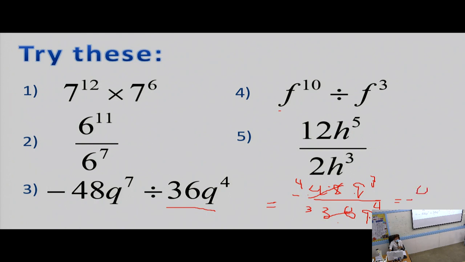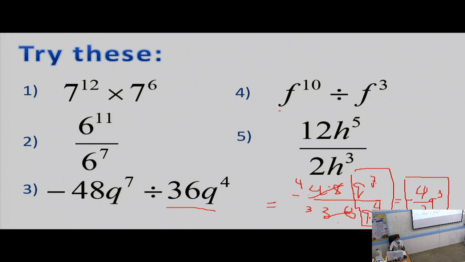And q to the power of 7 divided by q to the power of 4, that is q to the power of 7 minus 4, that is 3. And so this will be your answer: negative 4 over 3q to the power of 3.